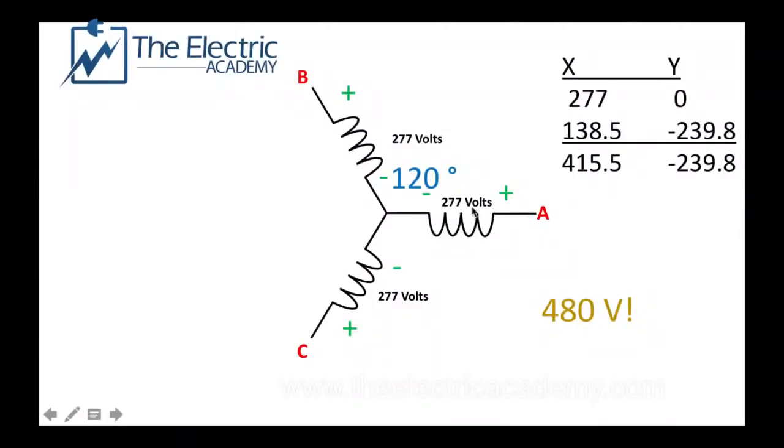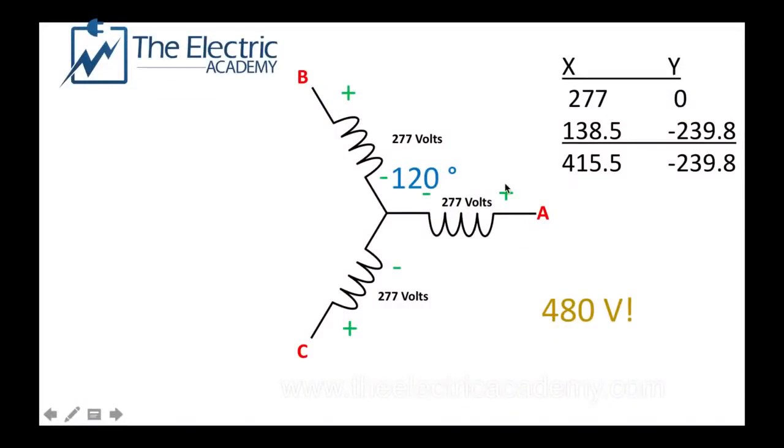So it's not 277 plus 277. It's 277 plus 277 at an angle of 120 degrees. That plays out for them all. If this was 120 and 120, if you did the vector math, you'd get 208. All right, if you did 347 and 347, you'd get 600.